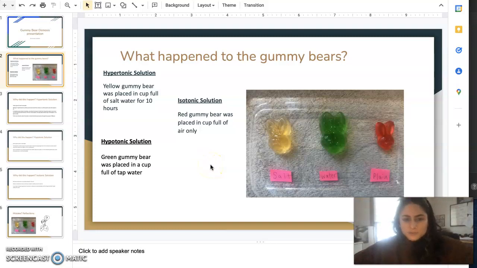So for the hypertonic solution, this is the yellow gummy bear. It was placed in a cup full of salt water for actually over 10 hours. I wound up getting it at 12 hours. And then for my hypotonic, which is the water, this carried out in the way that I expected. It was going to expand the most and be the largest. And this was placed in tap water. This gummy bear was placed in tap water for, again, 12 hours. And then the isotonic, which is the plain one, I just wanted to include that for reference. It was just placed also in a cup, but with nothing in it.